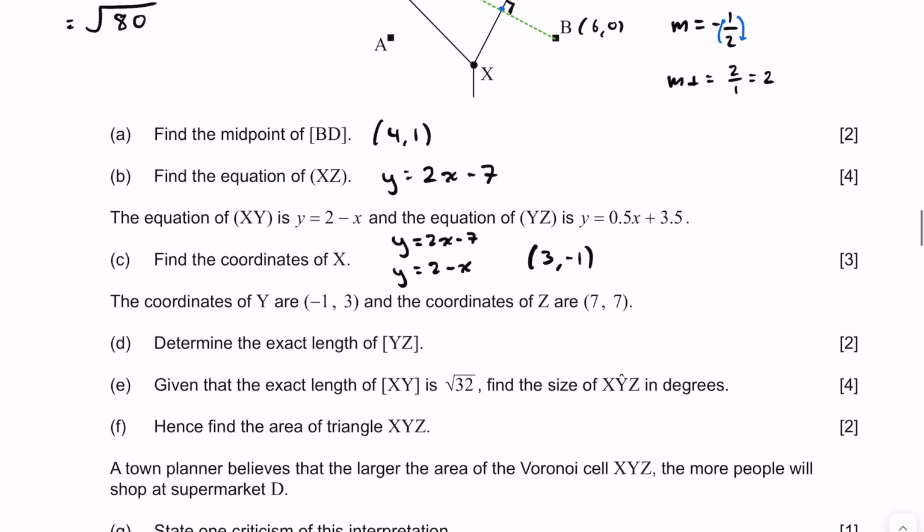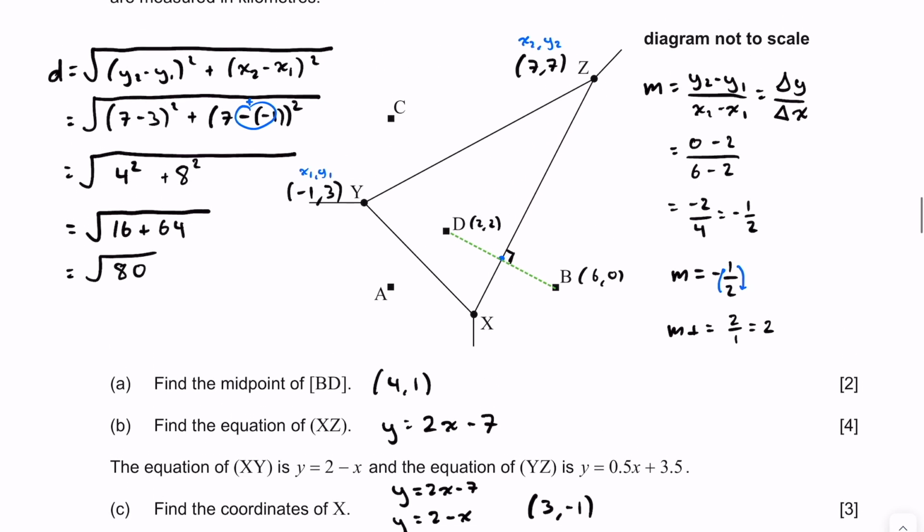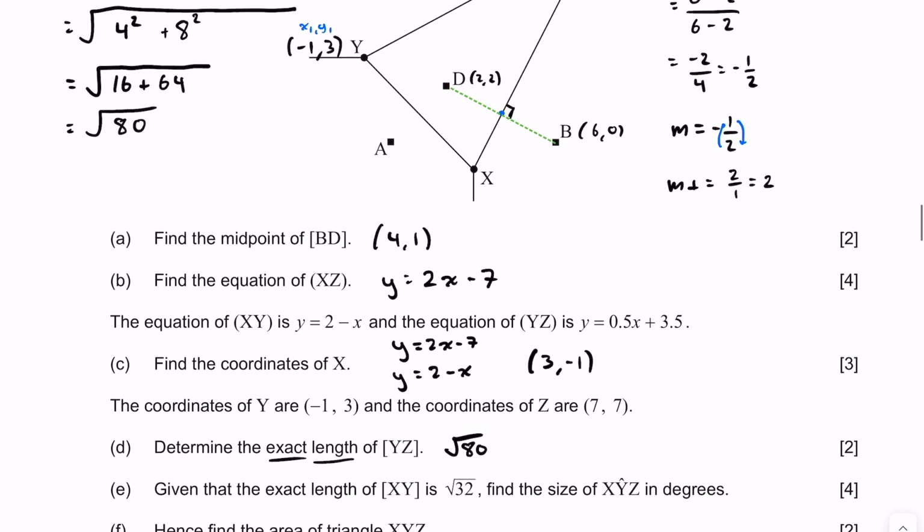So that was my mistake. Exact length is root 80. So no decimals, leave it as a surd form. Contained within this is an infinite set of decimals trailing off, and it's as accurate as we can possibly be. Okay, I think that's good.